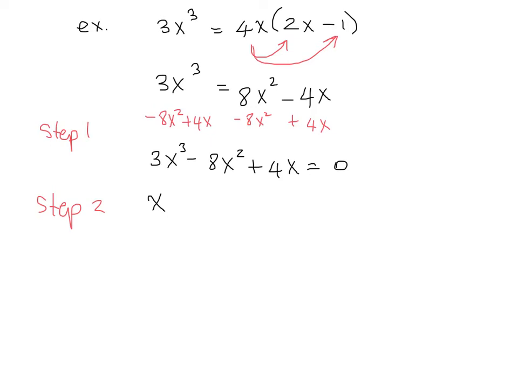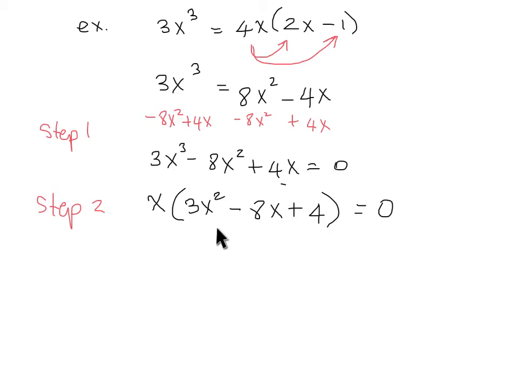All right, so we're taking the x out. Now we have to divide everything by x that's in and put it in these parentheses. So 3x to the third divided by x gives us 3x squared. Again, negative 8x squared divided by x gives us minus 8x. And we have 4x divided by x, and that gives us plus 4. Parenthesis equal 0.